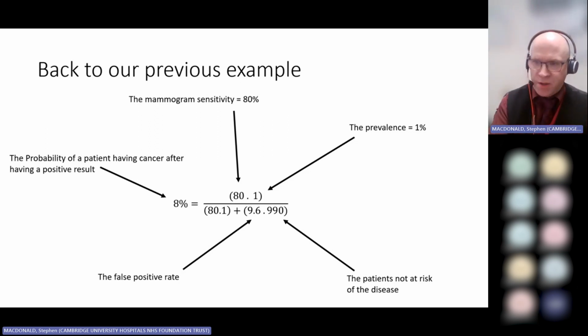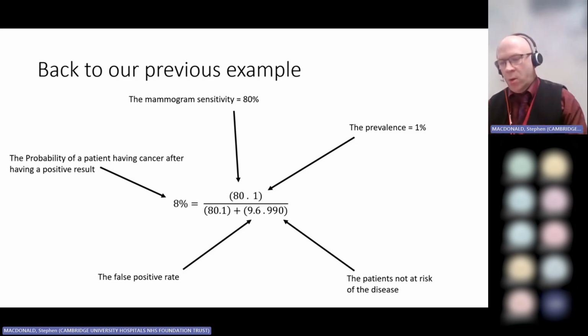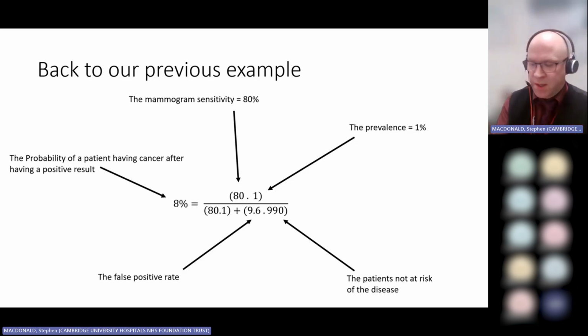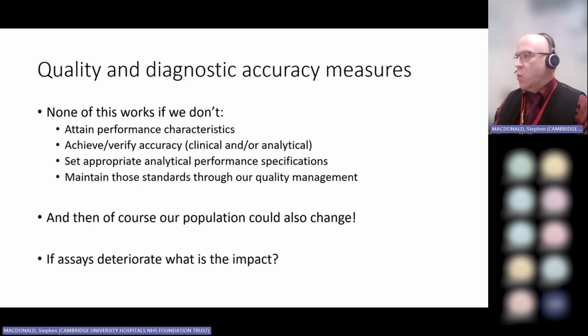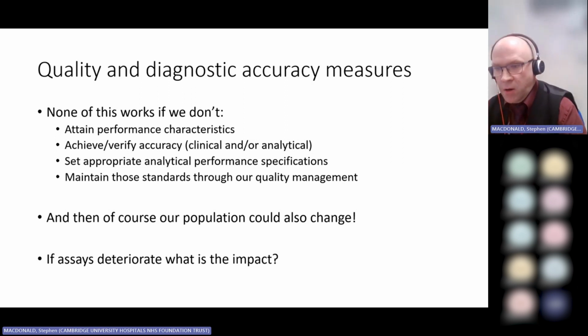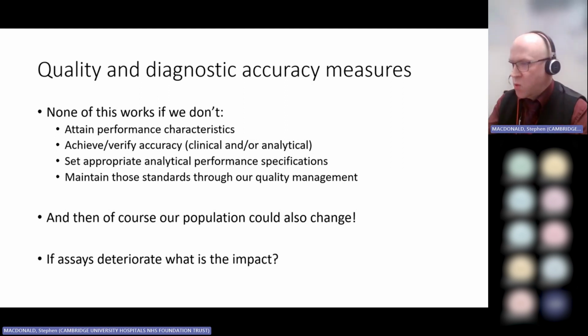We know how our assays perform. We know how our assays are meant to perform, and we know how our assays perform based on the quality measures that we put in place. So none of this intuition and none of this clinical utility will work unless we maintain those diagnostic accuracy measures through achieving our analytical performance specifications, which we spoke about in the last webinar.